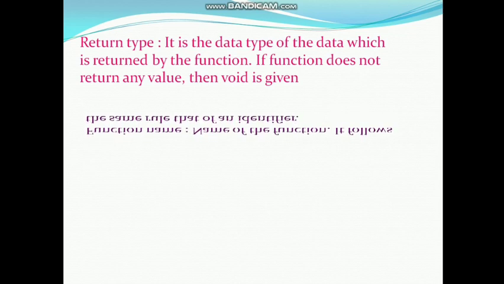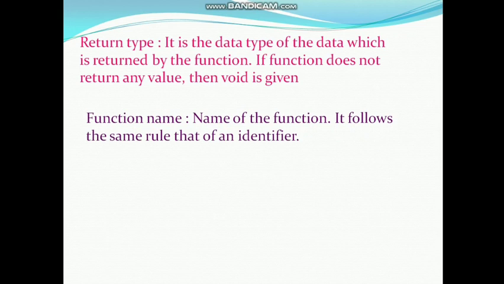Next is function name, the name of the function. You can give any name relevant to the function, and it follows the same rules as an identifier. So you know the basic rules that you should follow while naming a class, naming a variable and so on. The same rules you have to follow for naming the function also.